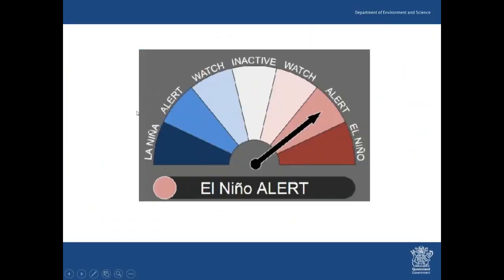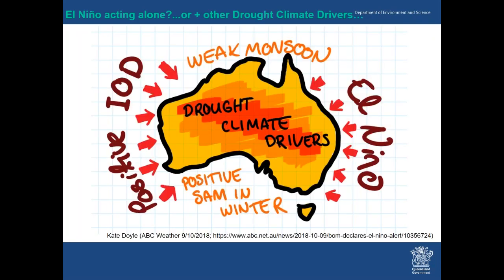Okay, the Bureau says we're in El Nino alert country. Now, is El Nino acting alone, or are there other drought climate drivers afoot? So I took this off an ABC weather post the other day, a very good graphic showing El Nino coming in here from the east for our summer rainfall, but we've got the Southern Annular Mode kicking around here for winter, and a positive Indian Ocean Dipole from the west here, coupled with a weak monsoon, all adds up to us having a reduced summer rainfall season.